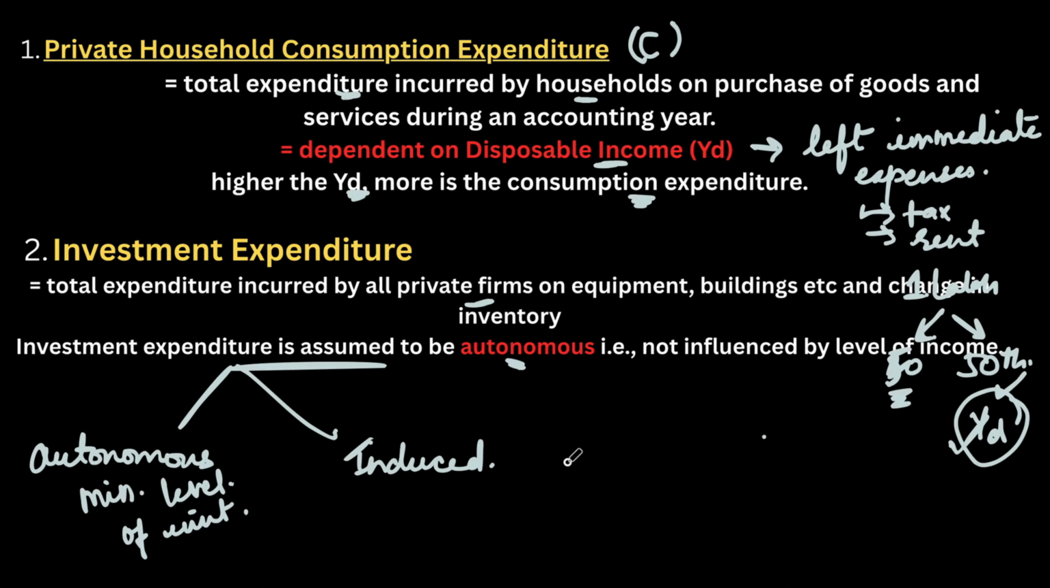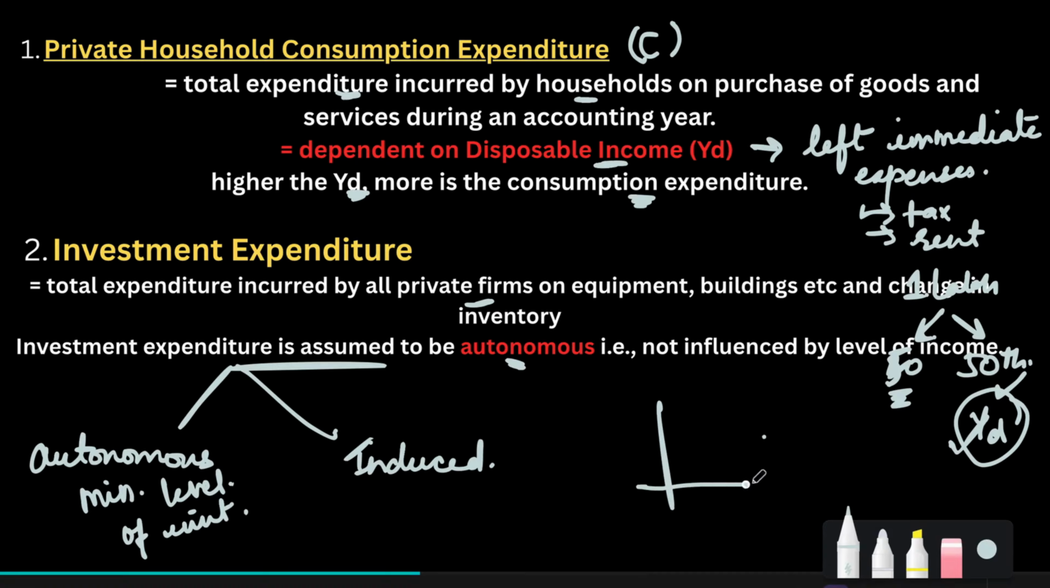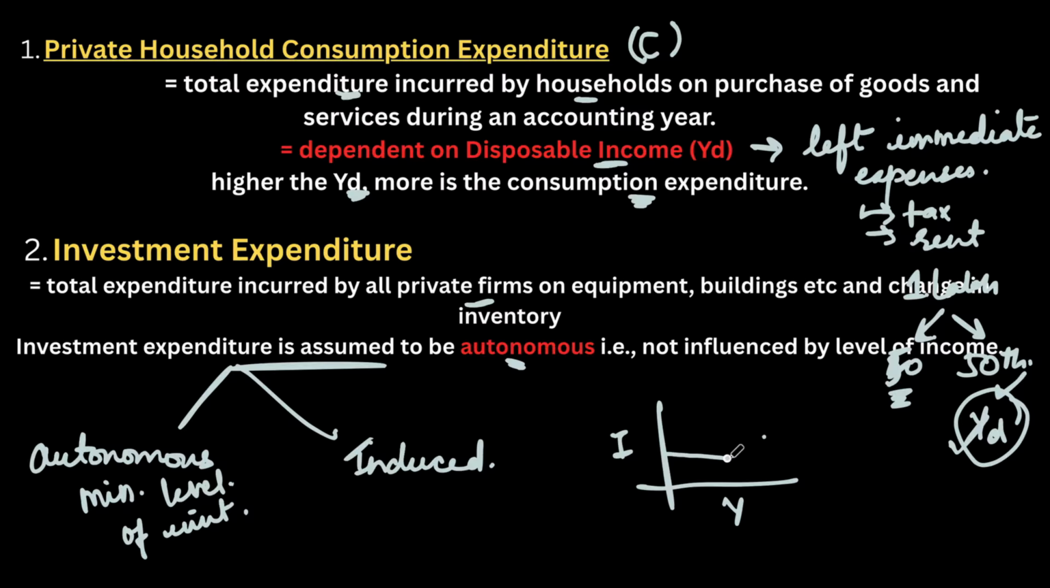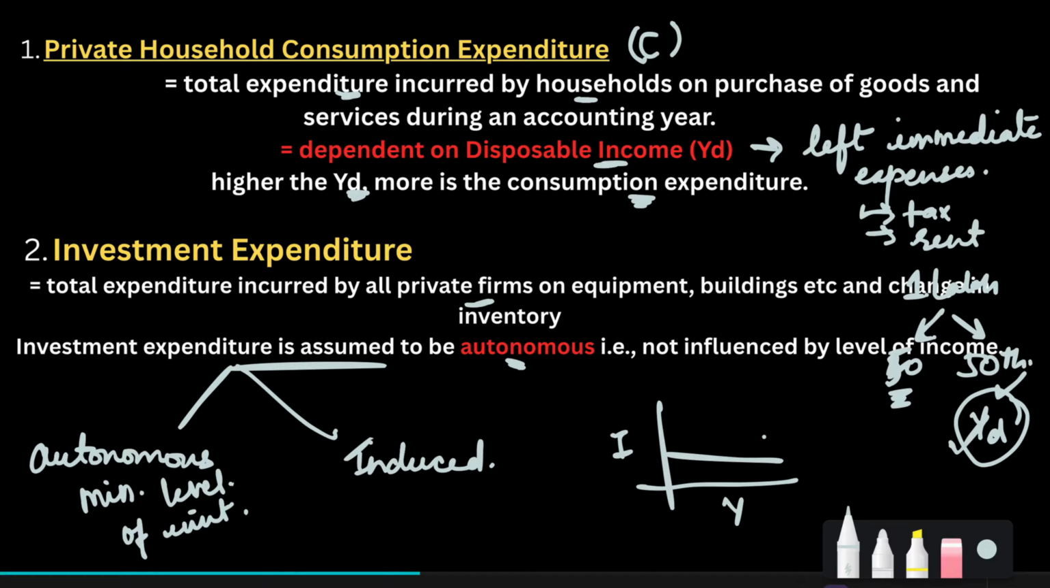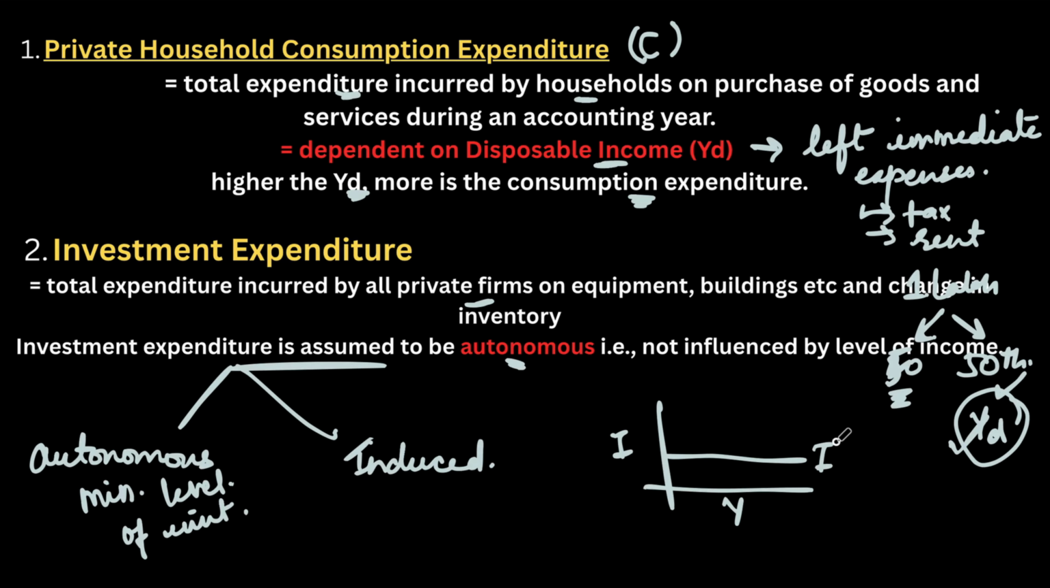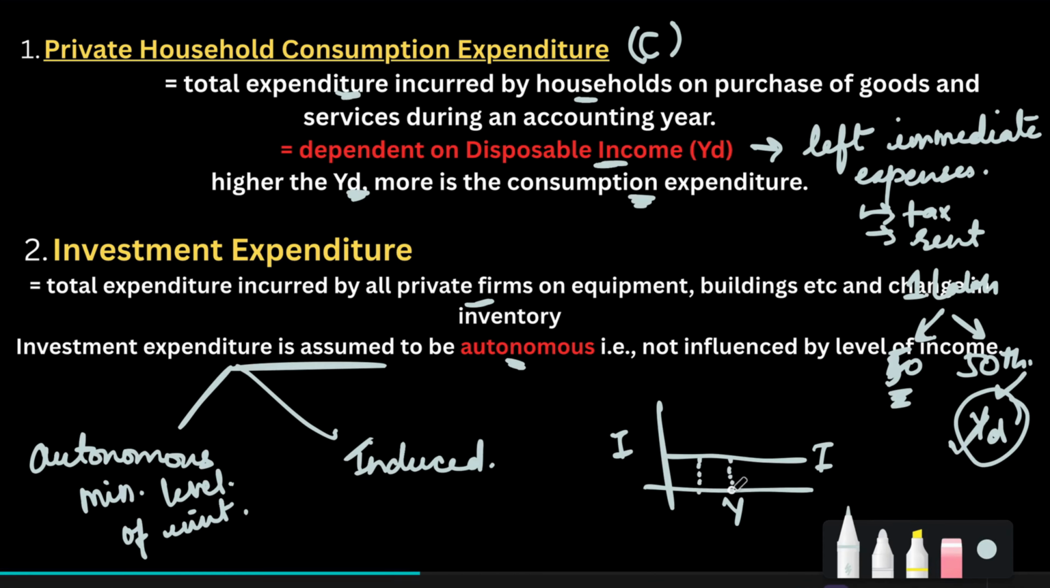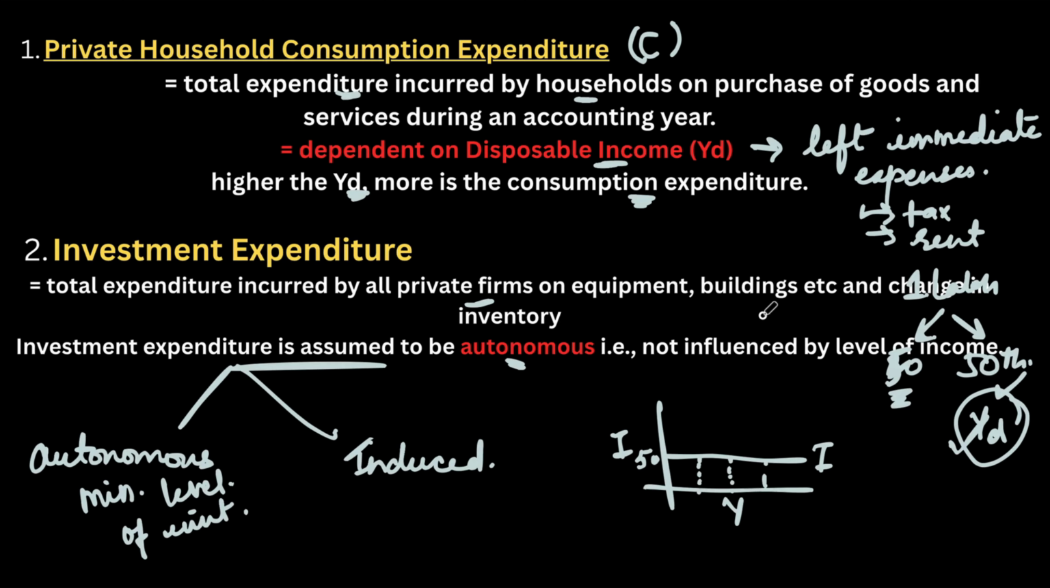What is the meaning of independent of income? That it is not dependent on income. So the curve of autonomous investment, if you take income here and investment here, is always drawn as a straight line horizontal to the x-axis, because it represents that whatever the level of income, if it is 50 crores, it remains 50 crores in the country, whatever people might earn.